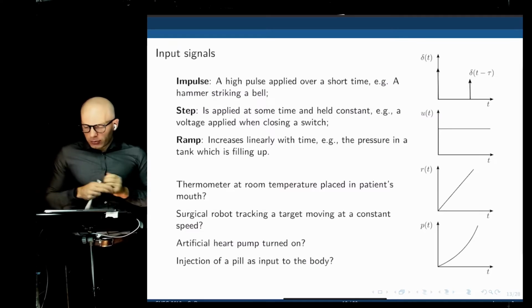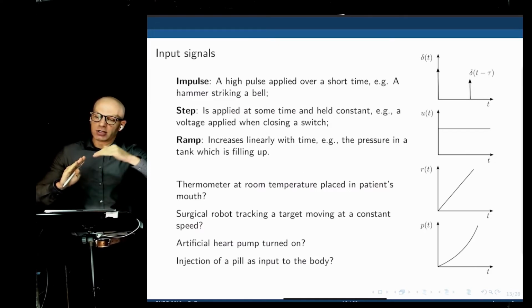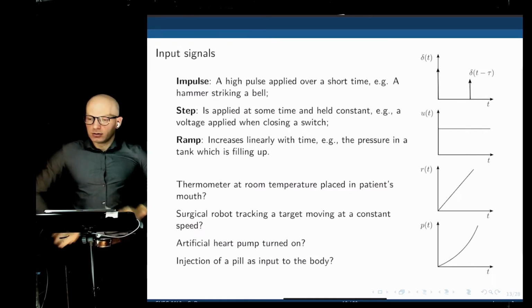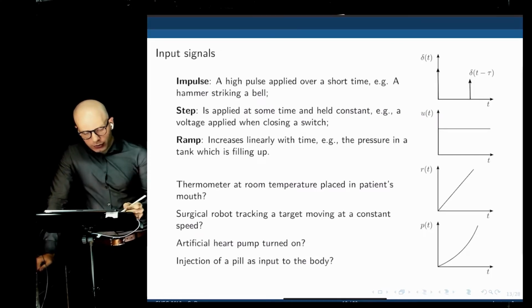Okay, and a ramp would be, as the example I gave for the pressure in a tank which is filling up. We now have a pressure at the bottom that slowly goes up over time. That's a ramp input.